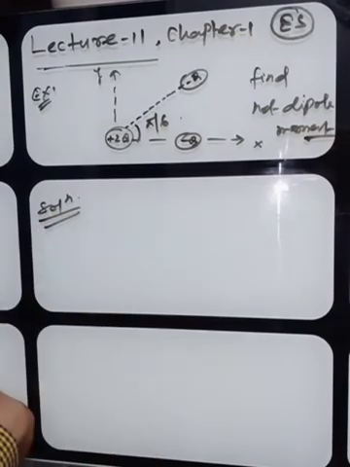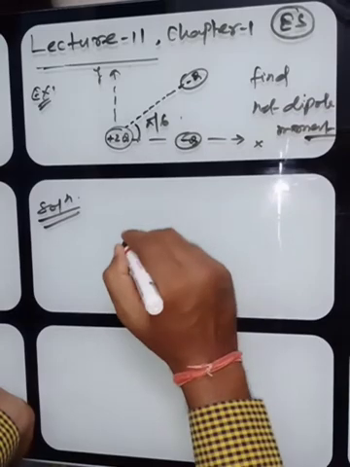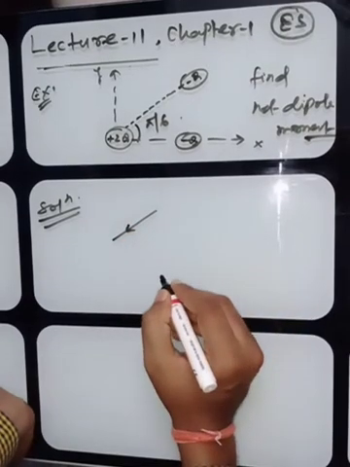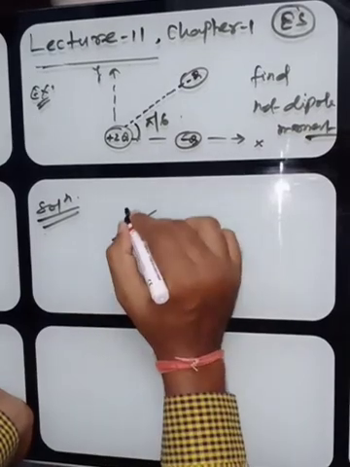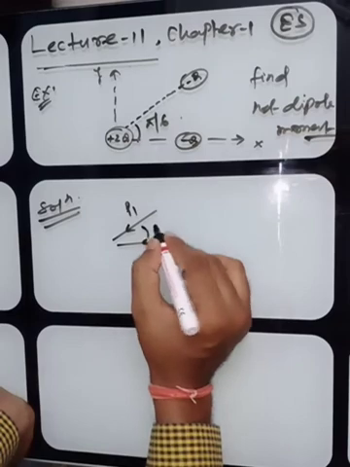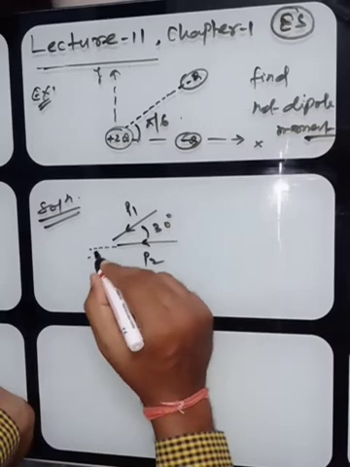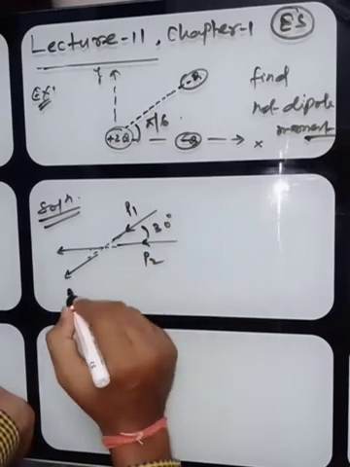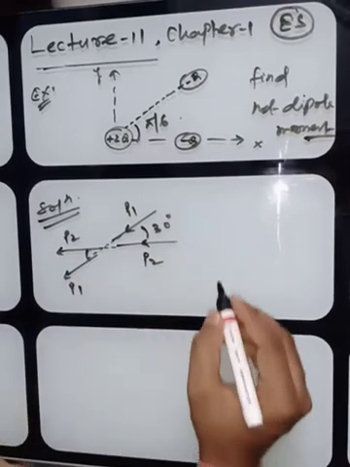Kindly solve, students. Okay, look here. This is one dipole moment from negative to positive, and another dipole moment in this direction. Here P1 and P2 are at which angle? Pi by 6, that is 30 degrees. Here P2 and P1 are at 30 degrees.